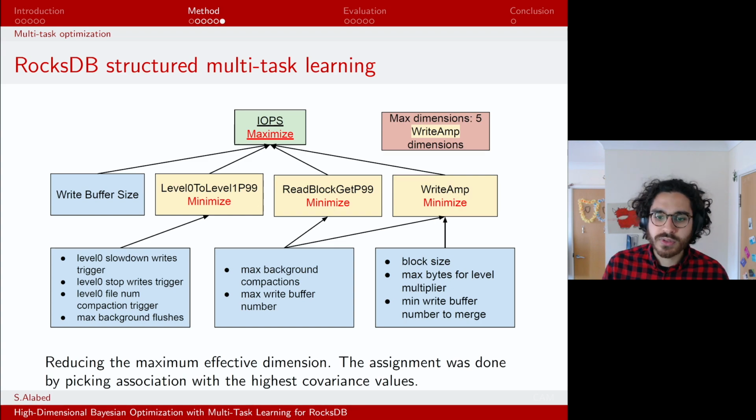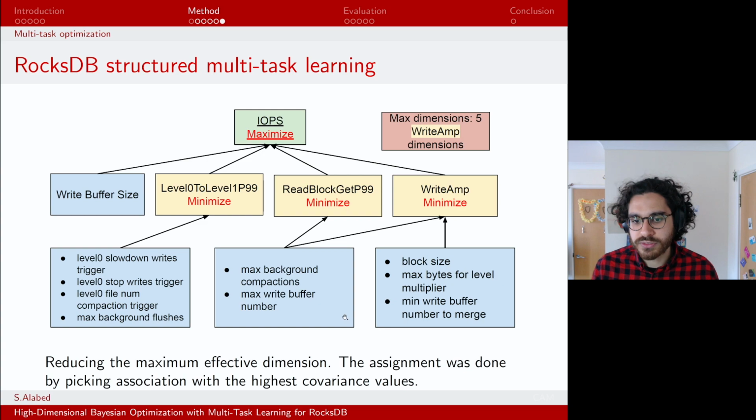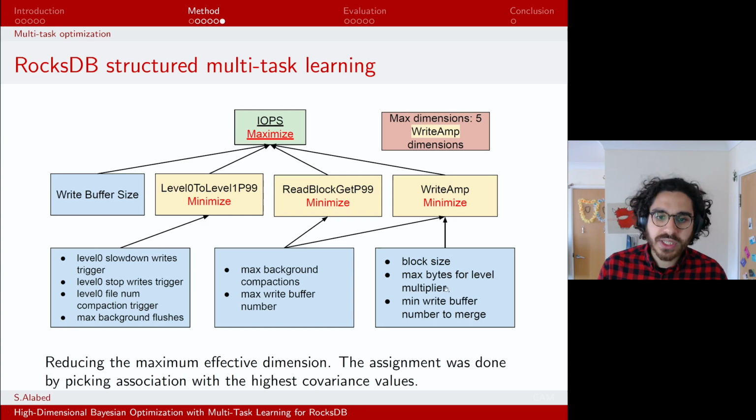We found the specific parameters that were mostly influential to, for example, write amplification, which were these 5 different parameters. Based on this graph, we can see the maximum dimension is actually 5 rather than 10, because we no longer consider 10 different parameters. Now we only consider 5 for write amplification in the worst case, and some of them only 2. For example, read block only has 2 parameters. So by reducing the number of dimensions, we also make it able to learn each task separately faster.